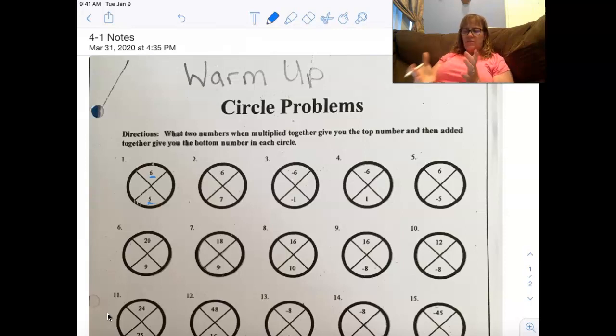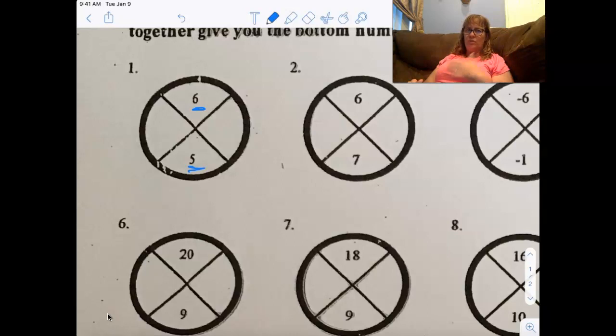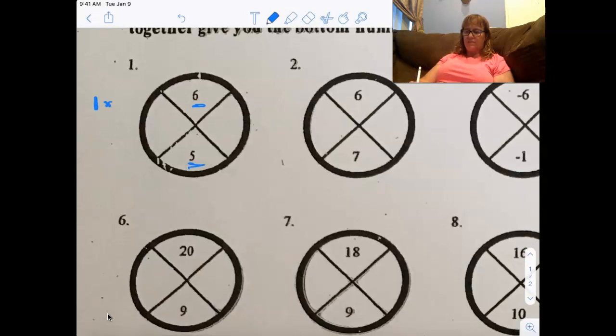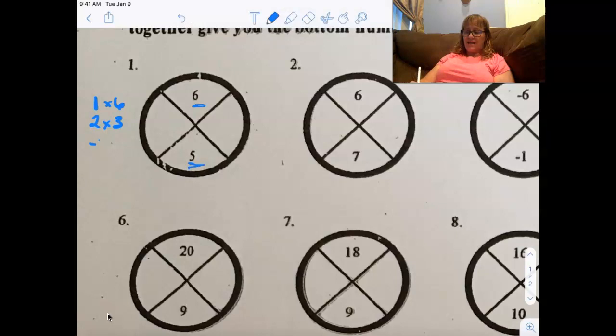So in number one, our numbers are 6 and 5. I'll make this a little bigger now for you. 6 and 5. So what two numbers when multiplied together give you 6 and 5? Well, if I'm going to multiply to get 6, I could do 1 times 6, or I could do 2 times 3. I could also do -1 times -6. That would give me a positive 6 as well. Or I could do -2 times -3. Those are all the possible ways that we can multiply to get 6.